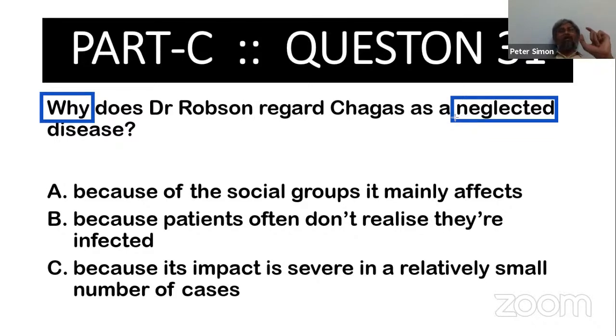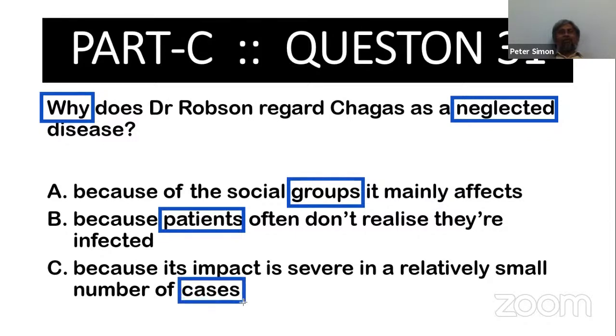Because write down, questions are based on reason. Why neglected? Neglected because of the groups, or because of the individuals, or because of the cases. So now try to understand where he is focusing. Diversion. He is focusing on diversion. The question, there itself the answer is there. He is focusing on the groups, or on the patients, or on the cases. That is important. Neglected by the groups, or by the patients, or by the cases.